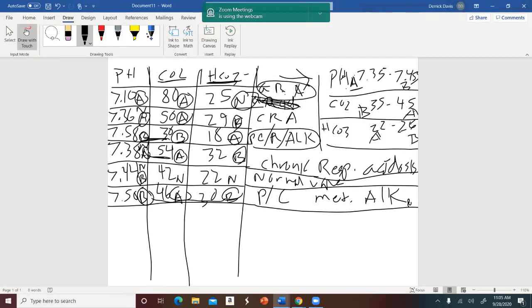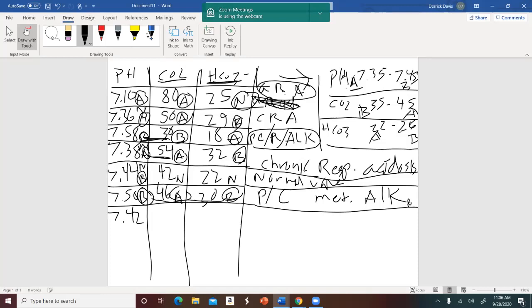So partially compensated, once again, means that the pH is off, and the CO2 and the bicarb are going in opposite directions. One's acidic and one is basic, all right? So that's what we're looking at here. This meets that definition of partially compensated. So this is just doing them over and over again. All right, let's go on to another one.